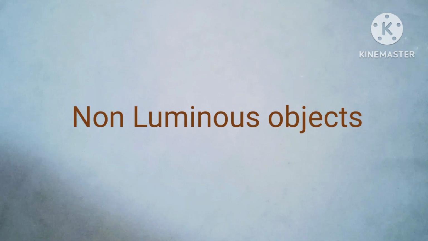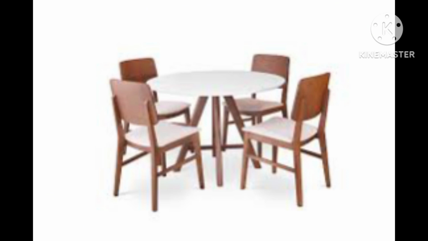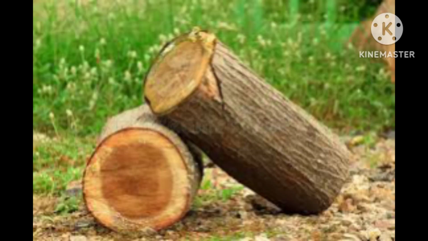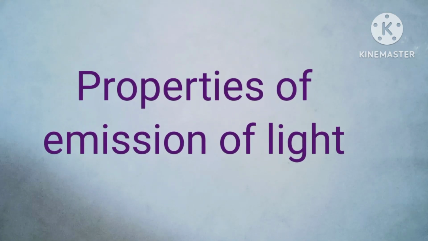These objects do not emit their own light. These objects reflect the light emitted by the luminous objects. So they are known as non-luminous objects. For example, we can see the table, chair, books, wood, iron rods, steel plates, etc. Let us study the properties of emission of light.